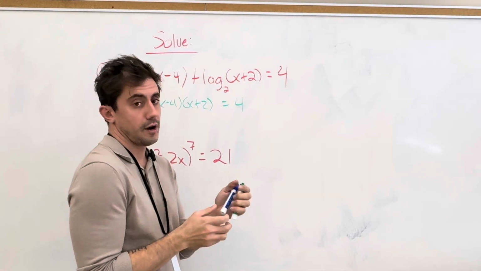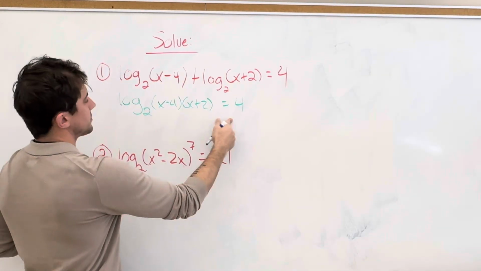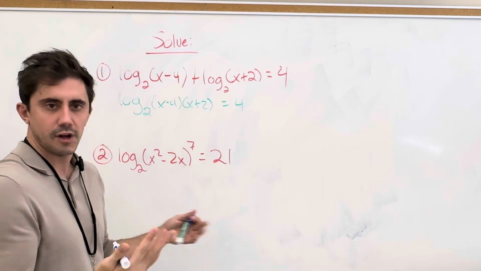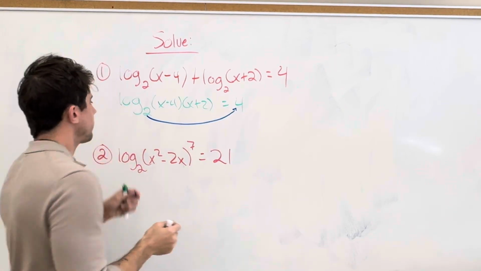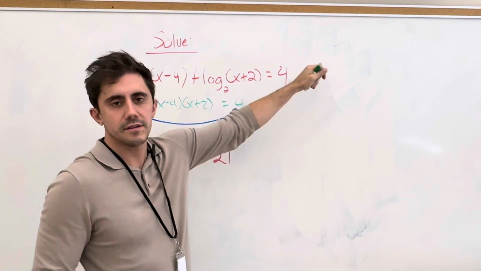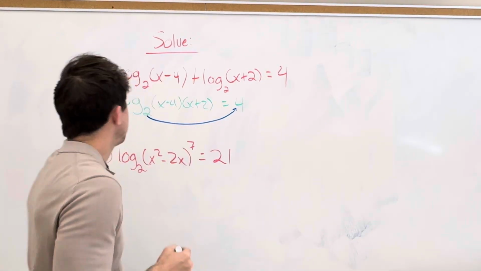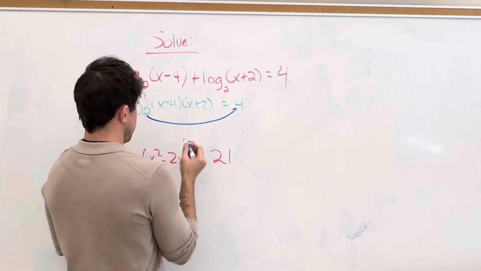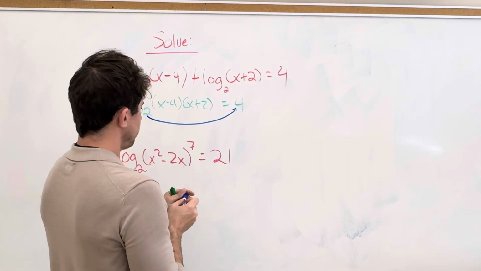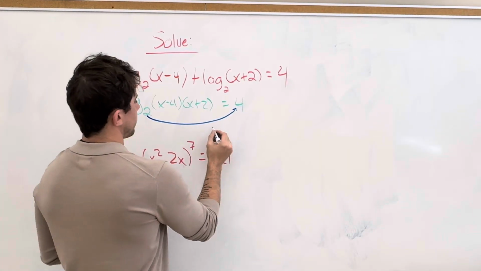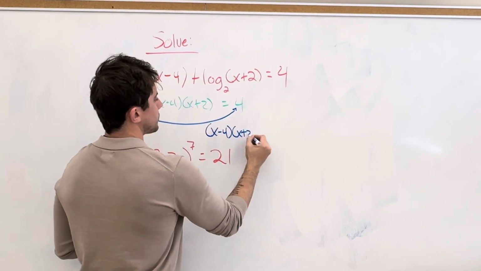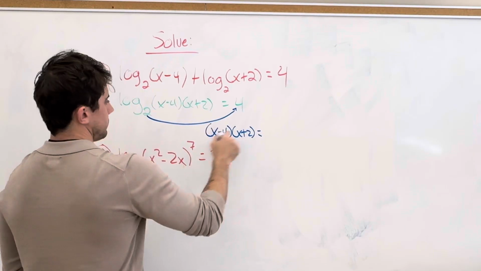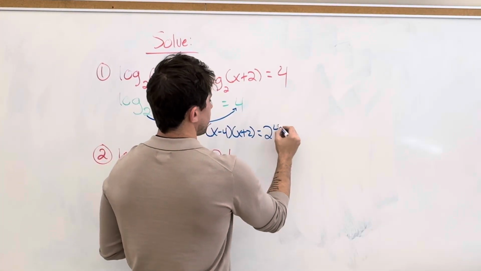Now we can pop the base on over to the other side using the laws of logarithms that we know well. So the 2 makes its way on over, and this log becomes an exponential on the other side. And so now our equation reads, let's use blue. Our equation is going to read x minus 4 times x plus 2 is equal to 2 to the power of 4. Right?